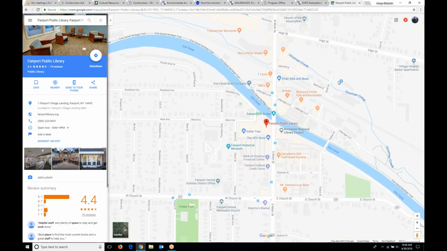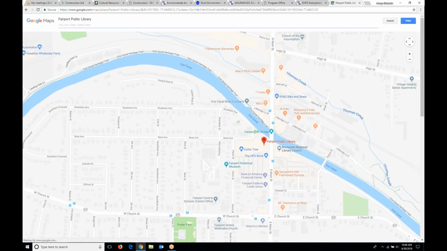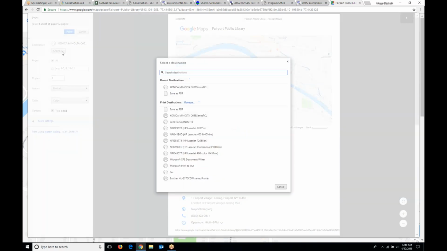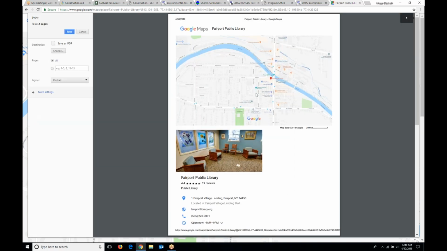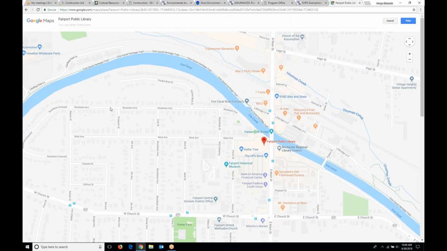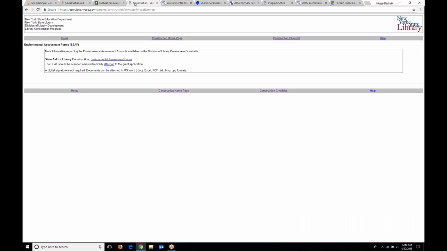Now I'm going to right click on this page. So the right button on my mouse, select print. When I select print, I'm going to change my printer to save as a PDF. Save as PDF. Hit save. Fairport Public Library, Google Maps. Save. And that's what I'm going to upload to my construction aid application. That's it.